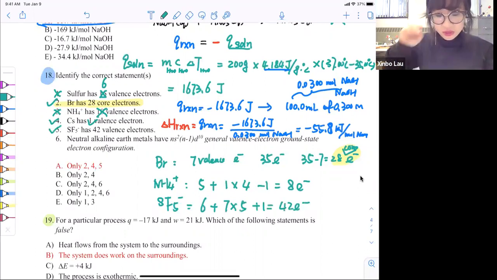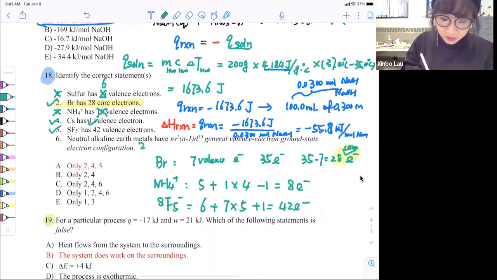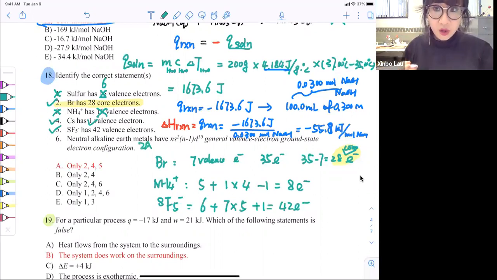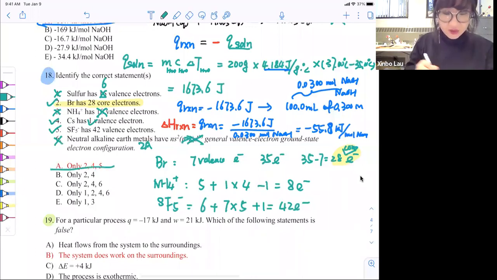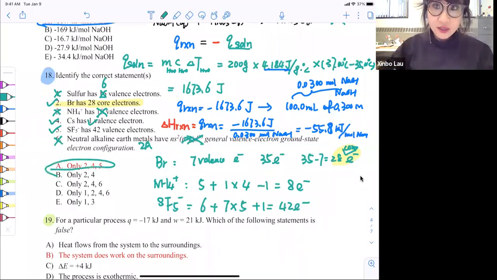The last one, a neutral alkaline earth metal, is talking about the 2A group. For the main group, remember it doesn't include d, so it's in either s or p. That's why we're wrong for that choice. So the answer choices are 2, 4, and 5. This is about understanding valence electrons and core electrons, quite straightforward.